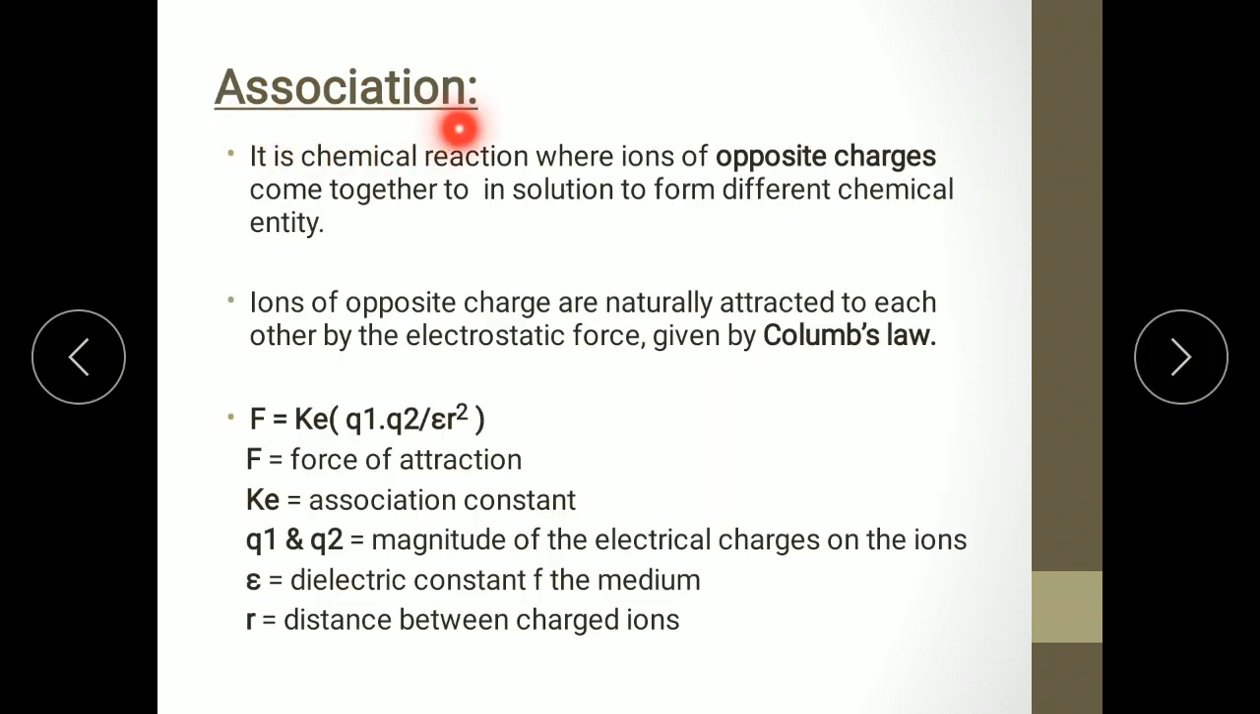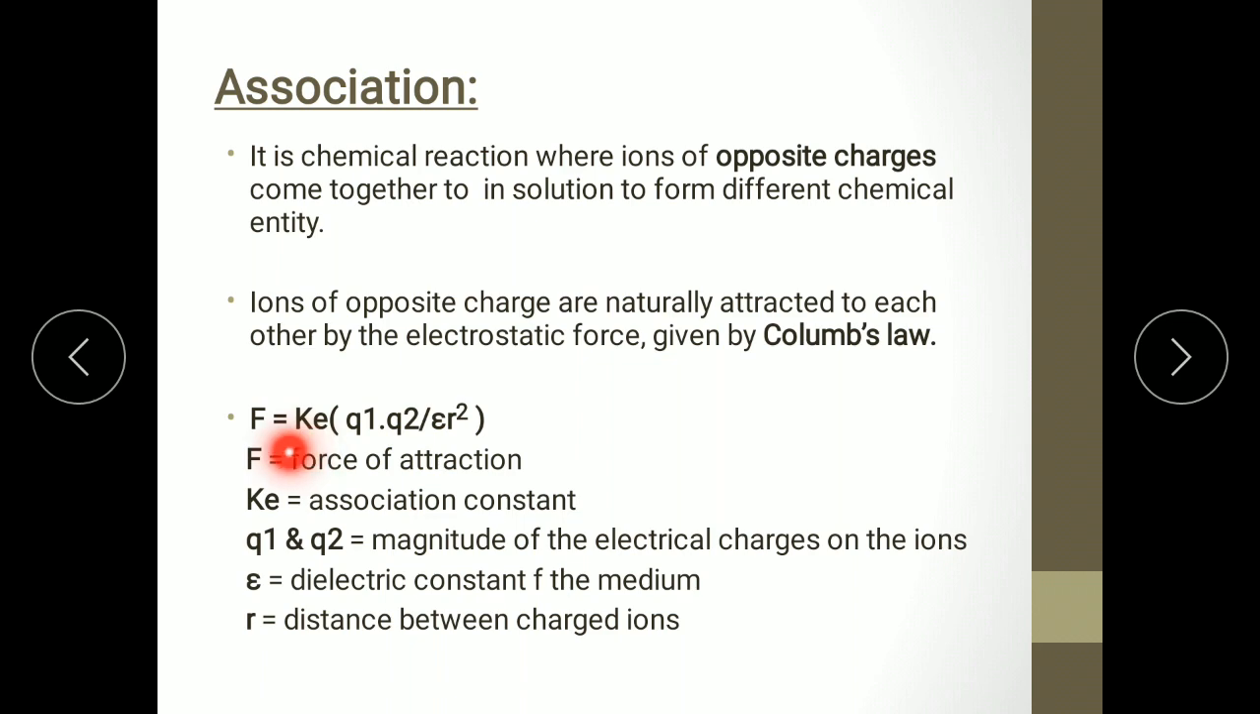Next one is association. Association is different from the solvation. In association, what happens? It is a chemical reaction where opposite charges come together in solution to form a different chemical entity. Means here a different chemical entity will be formed in the solution where opposite charges come together. Ions of opposite charges are naturally attracted to each other by electrostatic force, and it is given by Coulomb's law.